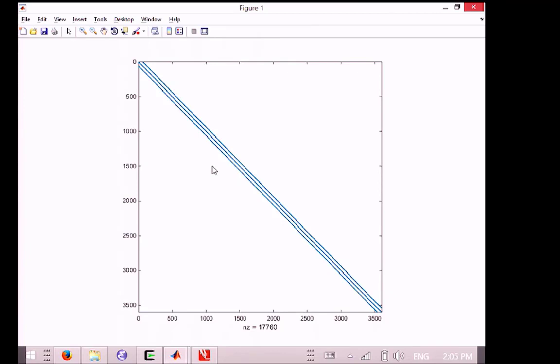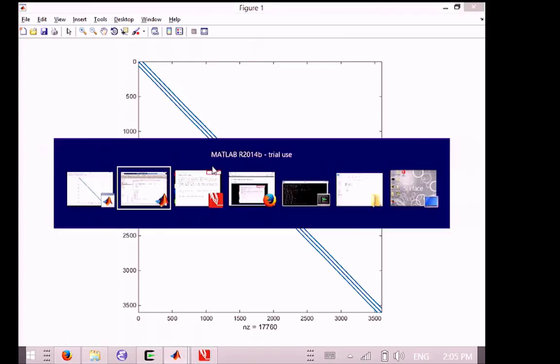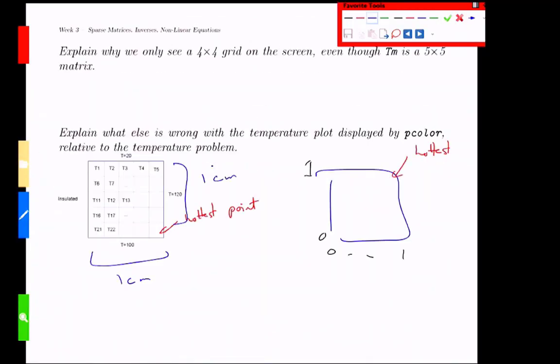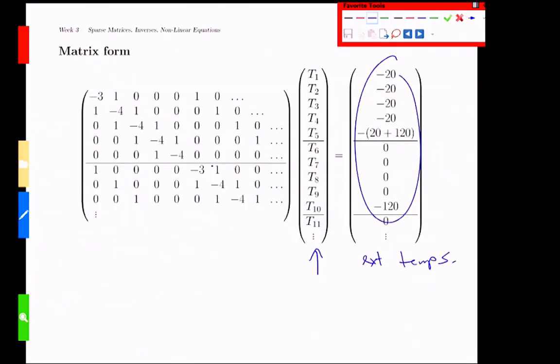Which squares have non-zero values? Exactly. So look at that picture there for a second. And then we're going to go back in the notes. Way back up to here.